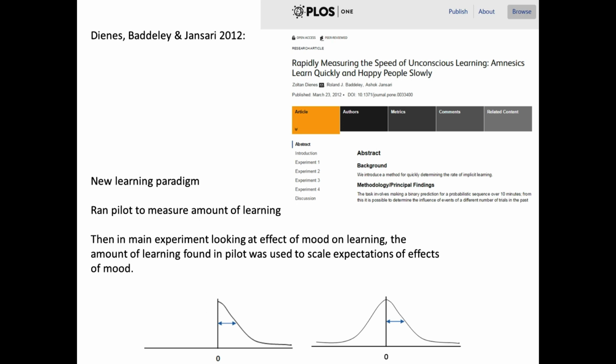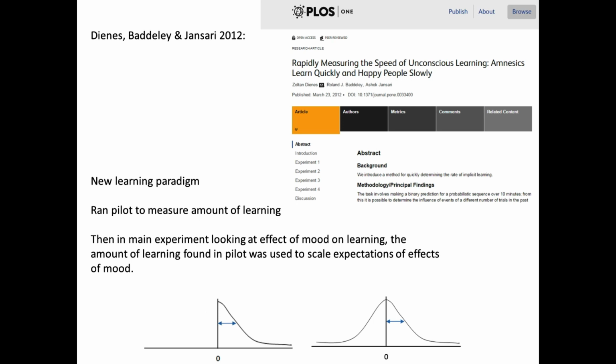So what we did was run a pilot to get just the amount of learning. Now what I was actually interested in was the effect of mood on the learning. I thought sad moods would affect one component and happy moods would affect another component. But in the pilot we didn't do any mood manipulation. We just looked at the amount of learning, and I said whatever the mood manipulation does, the amount of learning is the right scale of effect. Okay? And then that was put in as the standard deviation of the half normal for all tests. So that's something you can do.